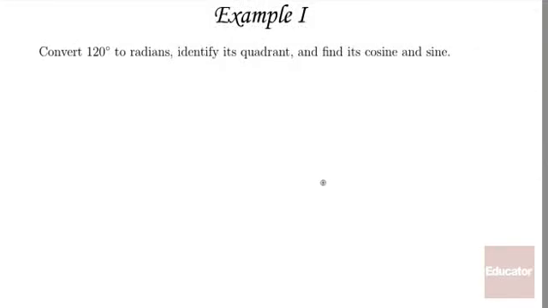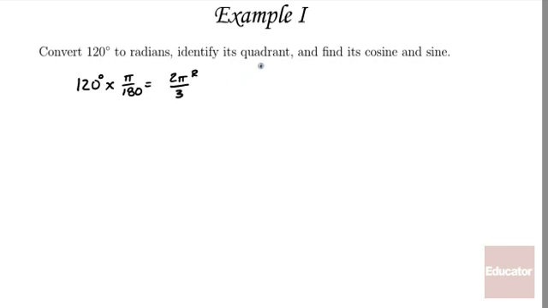First example here is 120 degrees. We want to convert that to radians, identify its quadrant, and find its cosine and sine. So first things first, let's convert it to radians. 120 times pi over 180 is 2 pi over 3, because 120 over 180 is 2/3. So that's 2 pi over 3 radians.